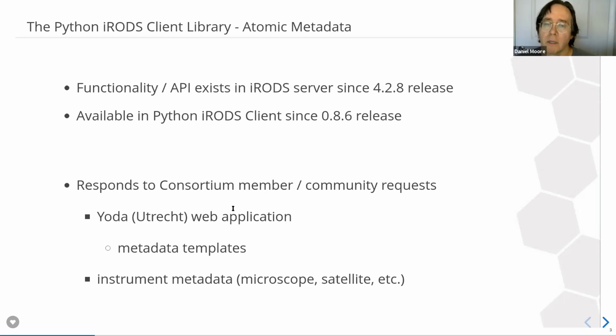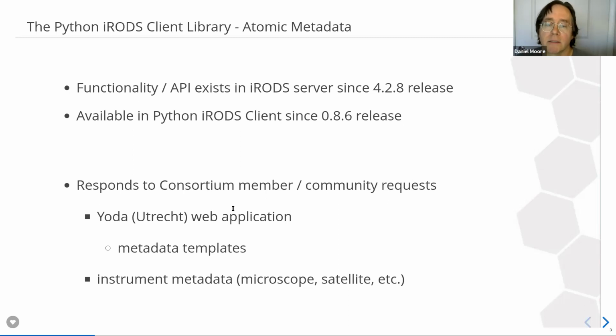We've implemented this atomic metadata in the server as a response really to some member and general iRODS community requests for this. One of the main applications, and the original probably, was that Utrecht University developed a web application which needed to use metadata templates, a sort of schema for validating that you have essentially a valid set of metadata on an object. And it's best to do things atomically. All in one transaction is either going to succeed or fail if you're going to do that sort of thing.